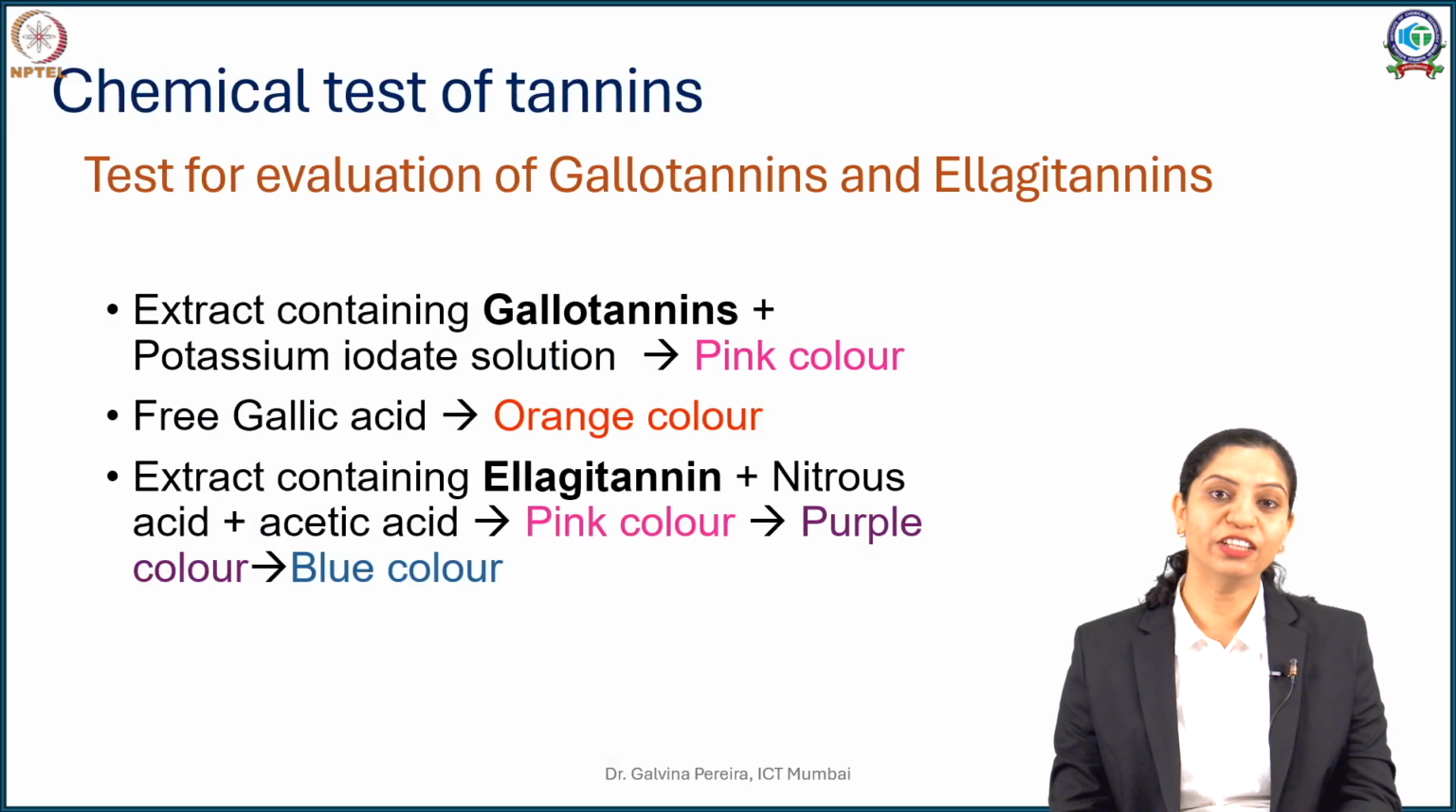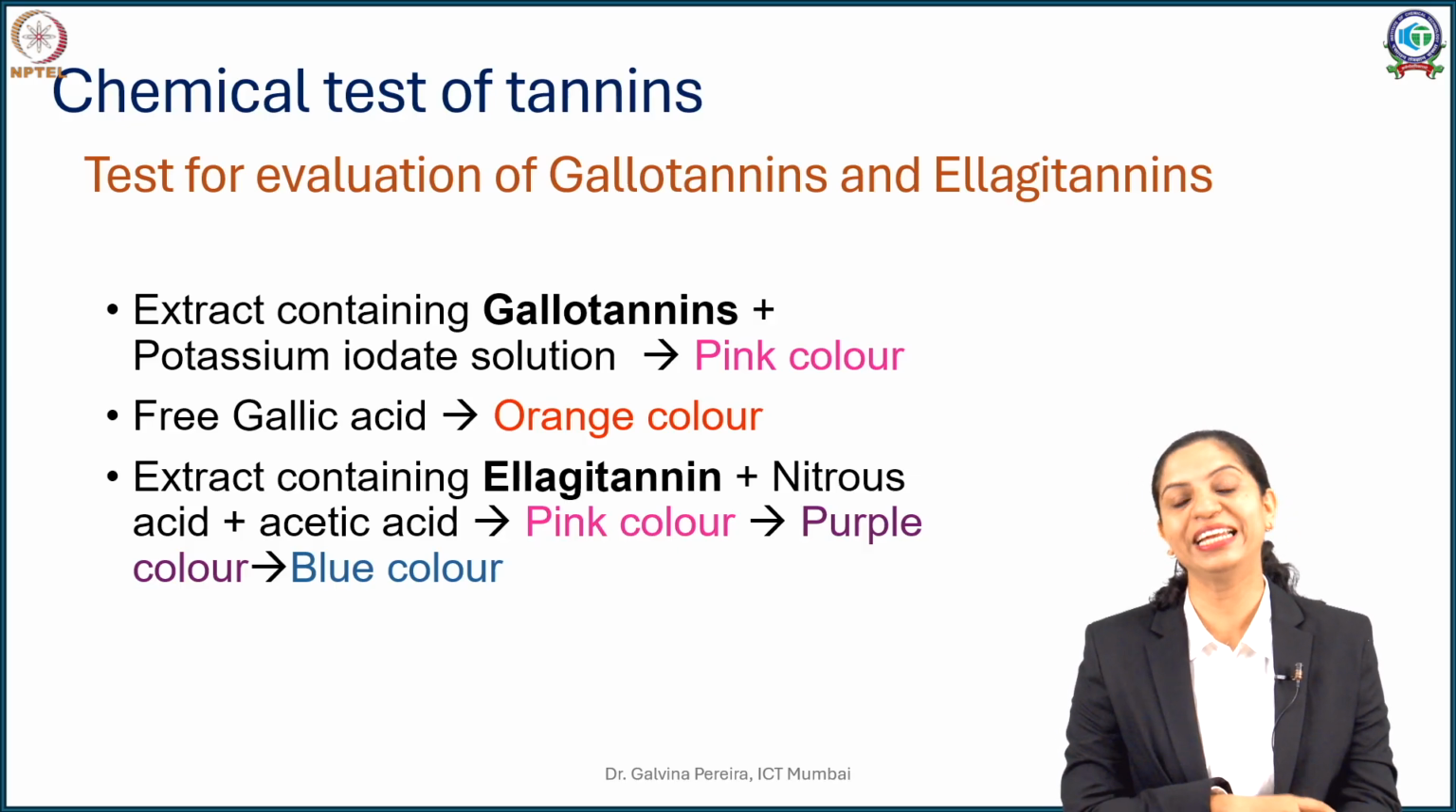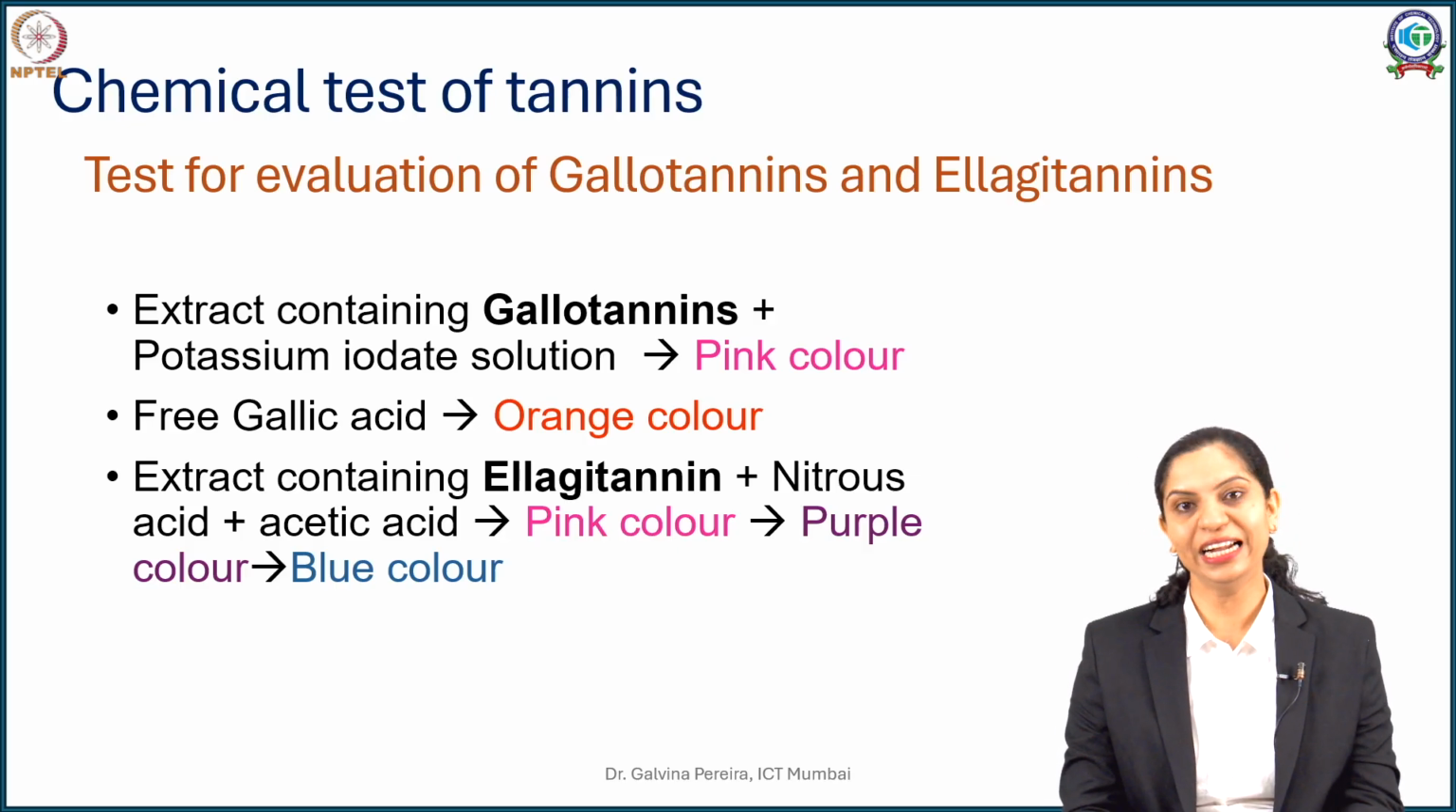If we want to check for the presence of gallotannins, what we can do is take the solution containing gallotannins and react them with potassium iodate solution. If you get a pink coloration, it is due to the presence of gallotannins. Now instead of gallotannins, if we have pseudotannins like an individual monomeric gallic acid molecule, in that case you will get an orange color. Now we can also check for the presence of ellagitannins.